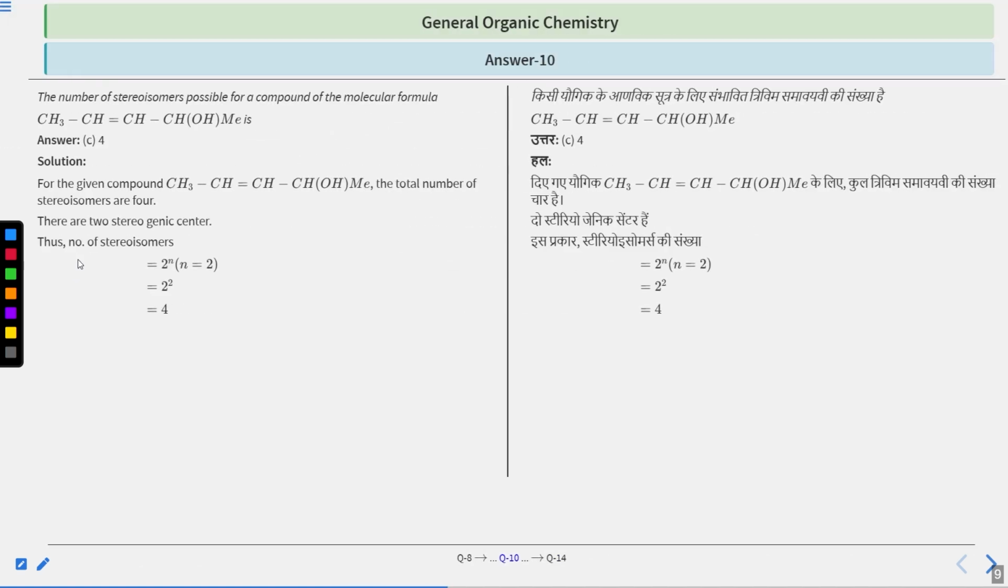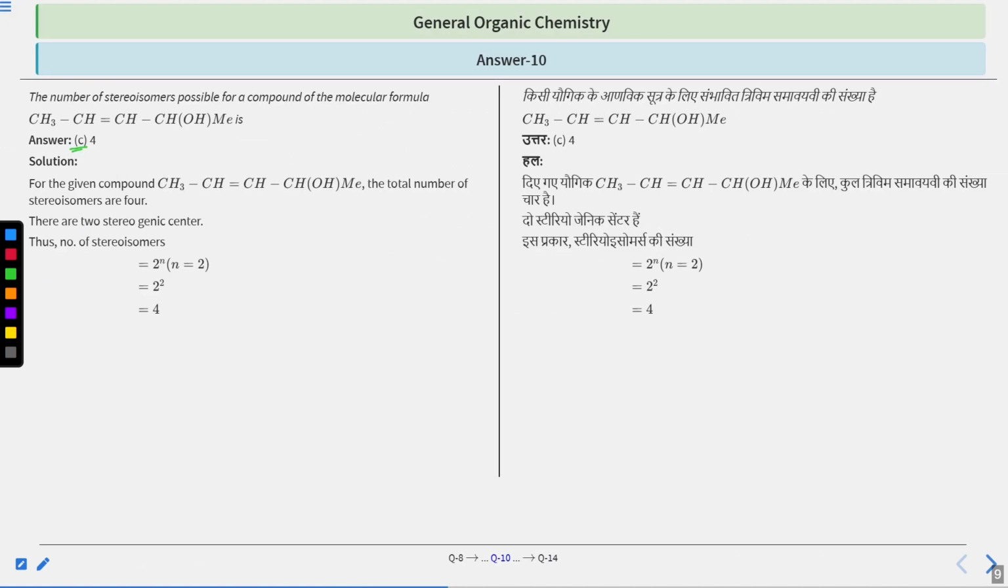So basically, the correct answer is option C, that is 4. So 4 is the number of stereoisomers possible for the given molecular formula compound. For the given compound, the total number of stereoisomers is 4. There are 2 stereogenic centers in the given compound, and the number of stereoisomers we count as 2 to the power n.